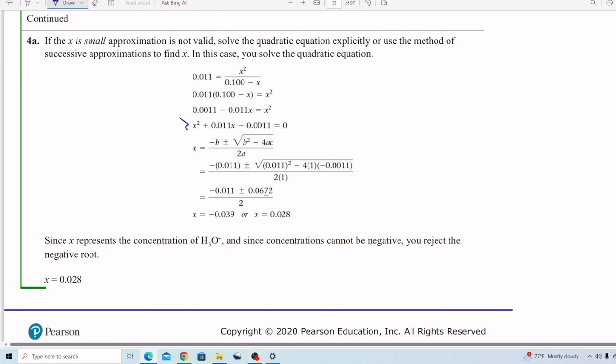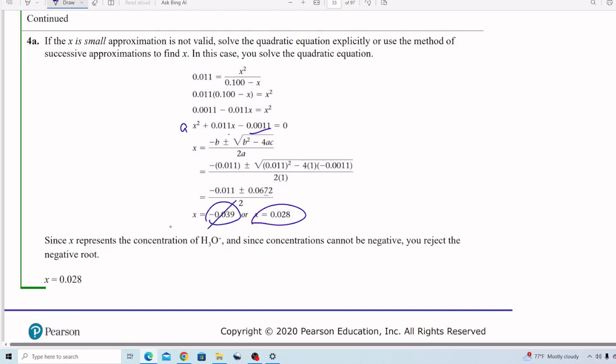Remember, it's ax squared plus bx plus c equals 0. And we use the quadratic formula where x is equal to minus b plus or minus the square root of b squared minus 4ac all over 2a. So that gives us minus 0.011 plus or minus the square root of 0.011 squared minus 4 times 1 times negative 0.0011. Okay, that's our c. And then all over 2 times a, which is 1. And so that gives us X being negative 0.039 or positive 0.028.